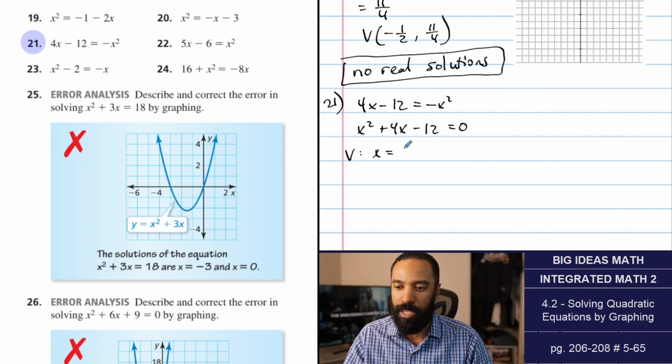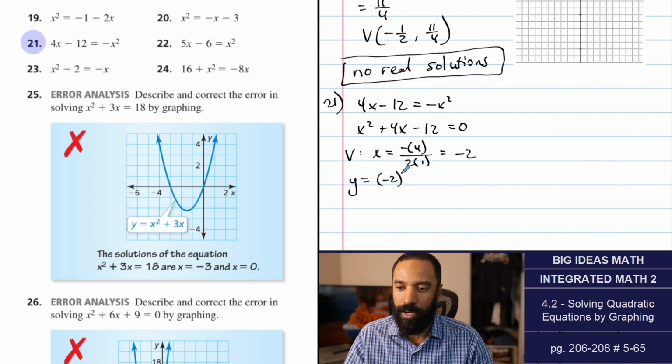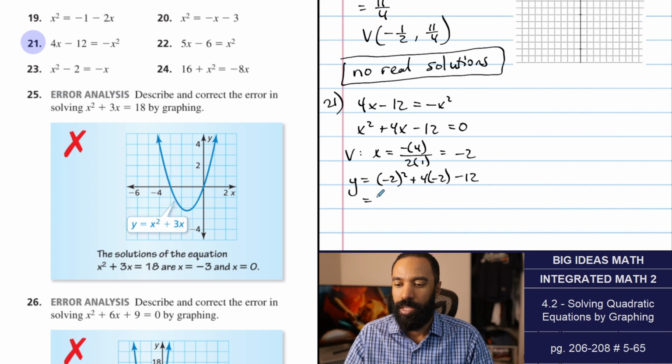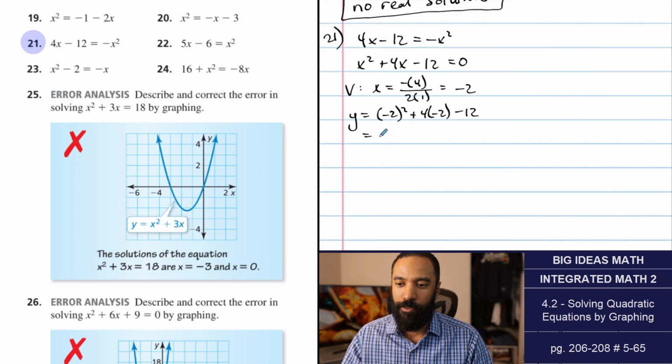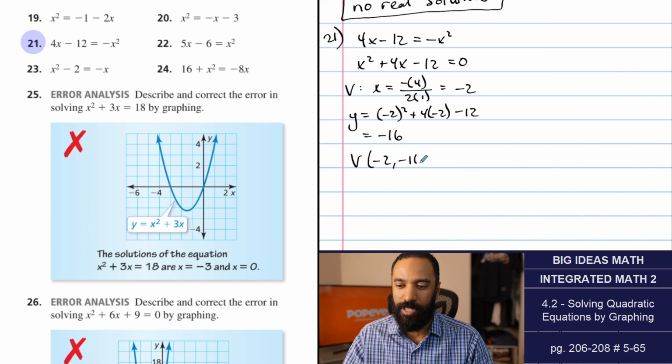So x is negative b over 2a. The x value of the vertex. X is symmetry. That looks like it'll be negative 2. The y value is going to be negative 2 quantity squared plus 4 times negative 2 minus 12. 4 minus 8 is negative 4, minus 12 is negative 16. So your vertex is at negative 2, negative 16.